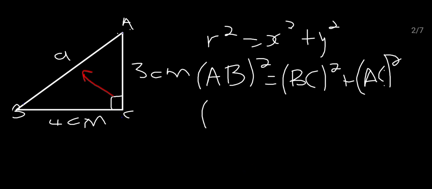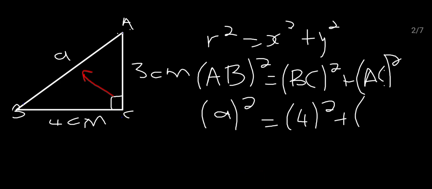AB, I don't know it, but by which I call A, so I'm just going to write A. Because you do not know what AB is, but now because it is A, don't forget the squared. BC is 4 centimeters, so I'm just going to write 4, then you square it, plus AC is 3, and I'm going to square it.